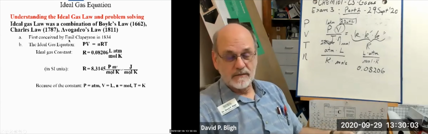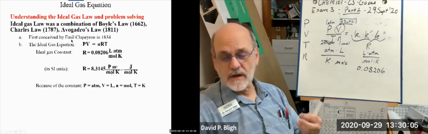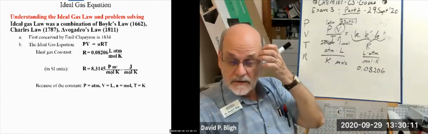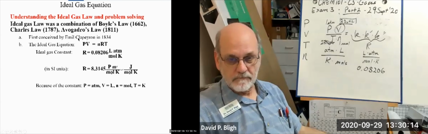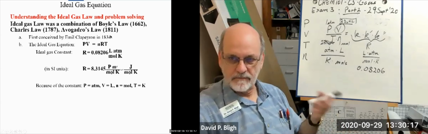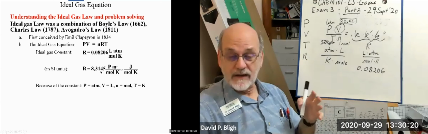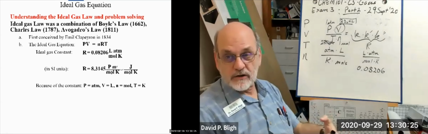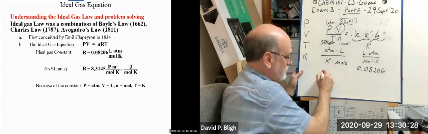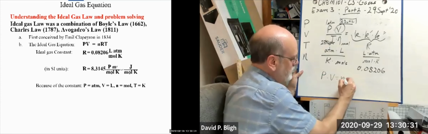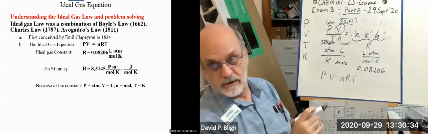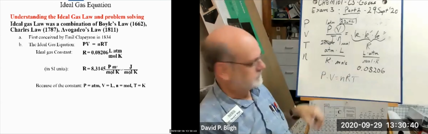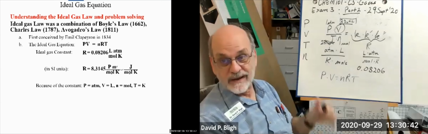It's interesting, of course, Emil Clapeyron was what you might call a polymath. He dabbled in a lot of stuff, but he came up with this concept in 1834 for the ideal gas law. Now, when you rearrange all of this, the most common expression for the ideal gas equation is pressure times volume equals moles times the gas constant times temperature. This way you've got them all on one line, all in the numerator, which is preferable in many cases.